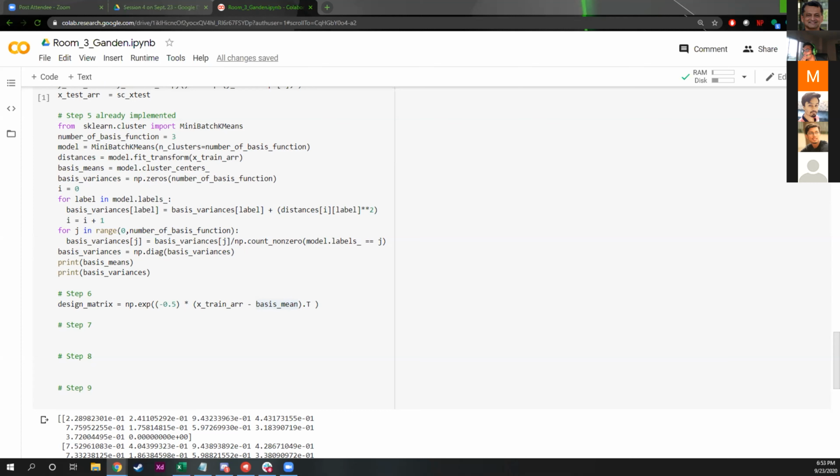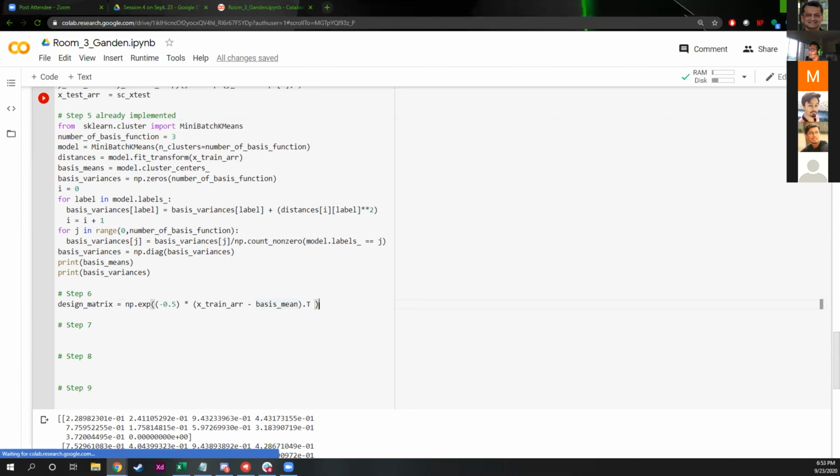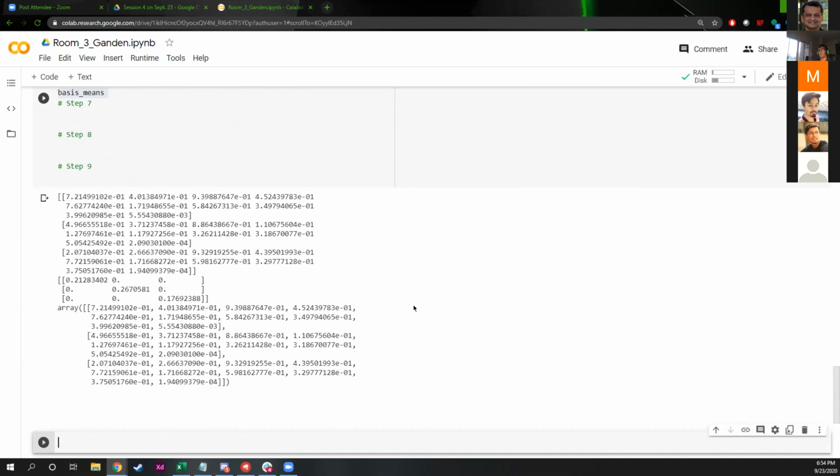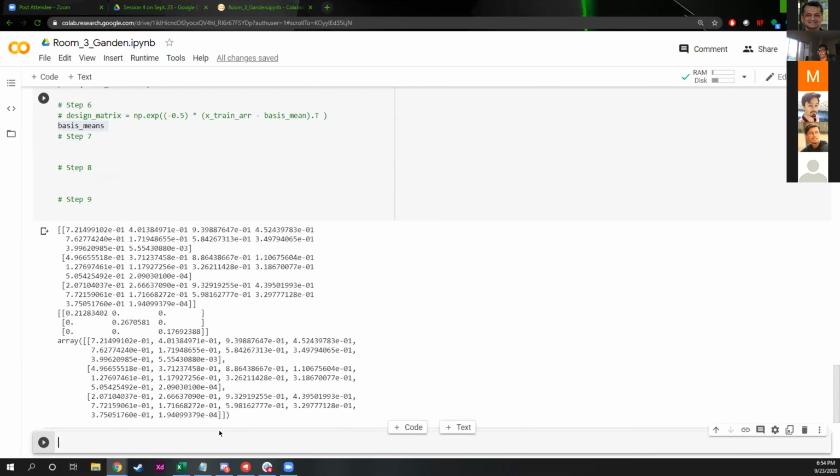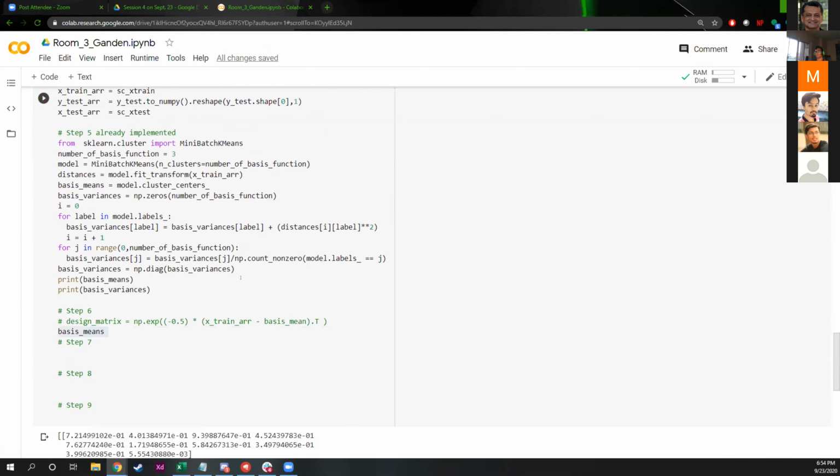So if you actually print basis_means and basis_variance, right? You'll have three centroids and three means and three variances computed for all of them. Oh, okay. So if I just say basis_means, that's the array of basis means. This one, right? So we have the centroids, the first one.